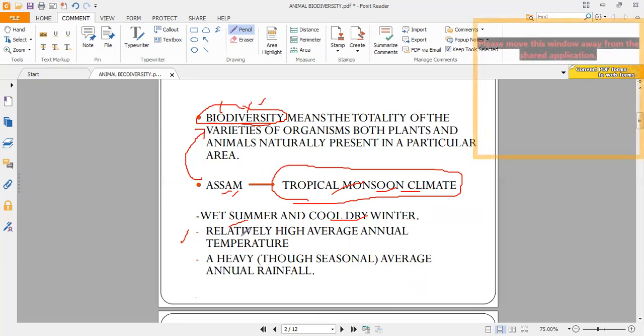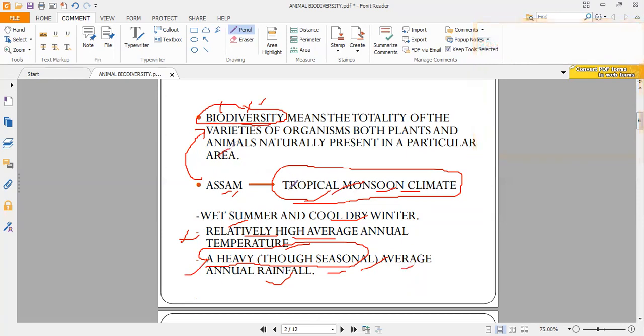See, and again we have a relatively higher average annual temperature. On an average, the annual temperature is high in this particular climate. Then again we have a very high amount of annual rainfall on an average, especially in the month of monsoon, when we can find very heavy rainfall. So overall, we have a very good temperature.